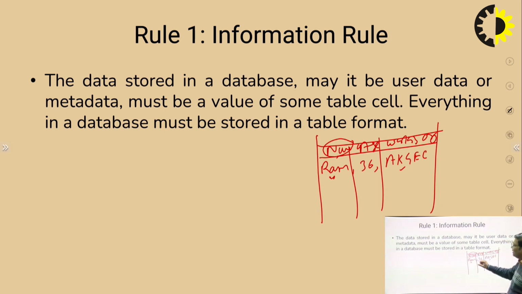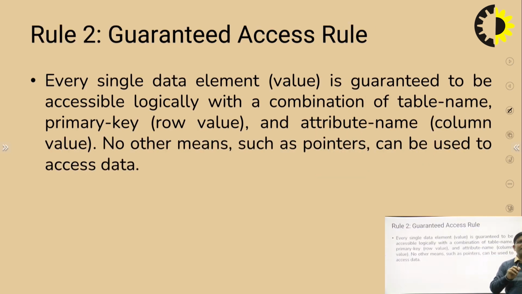So this is the access rule: if we need to identify the name of an employee in an organization, AKGEC, the name represents this column. So whatever is in this column, these are the names of employees. Or we can ask, Ram works in which company? Ram works in this company, works for. So this is basically the guaranteed access rule.